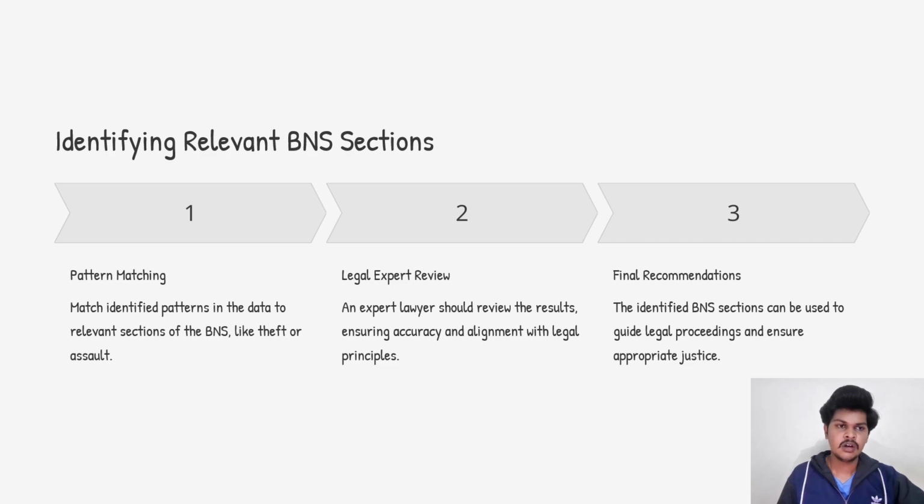Now we will see how to identify relevant BNS sections. First, pattern matching. Match identified patterns in the data to relevant sections of the BNS, like theft or assault. Second, legal expert review. An expert lawyer should review the results, ensuring accuracy and alignment with the legal principles. Third, final recommendation. The identified BNS section can be used to guide legal proceedings and ensure appropriate justice.